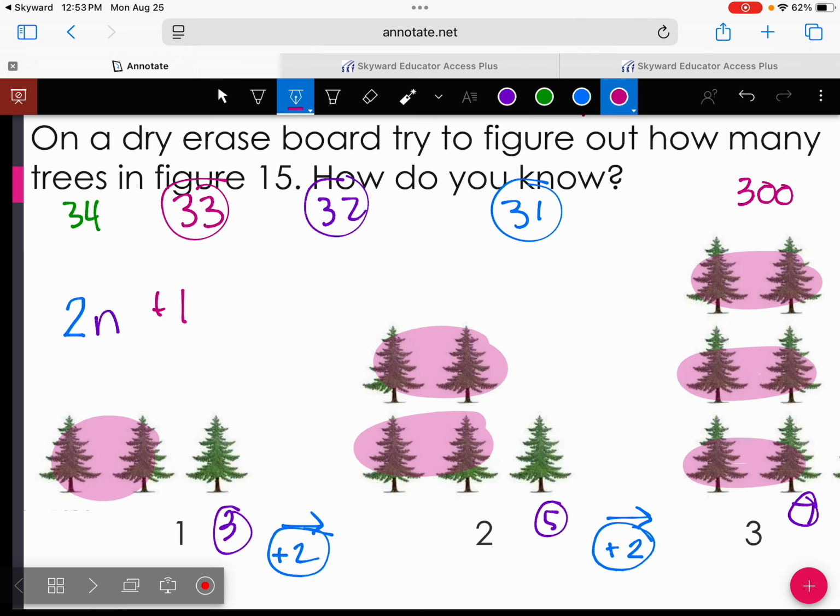I put them in groups. So if I figure out how it's changing, I can make groups of that number. That helps us see how many are extra.